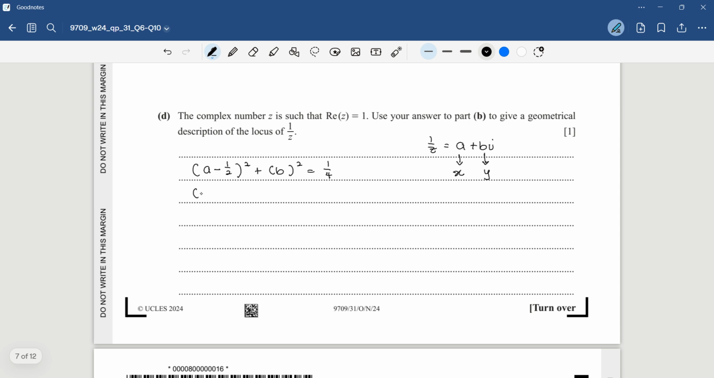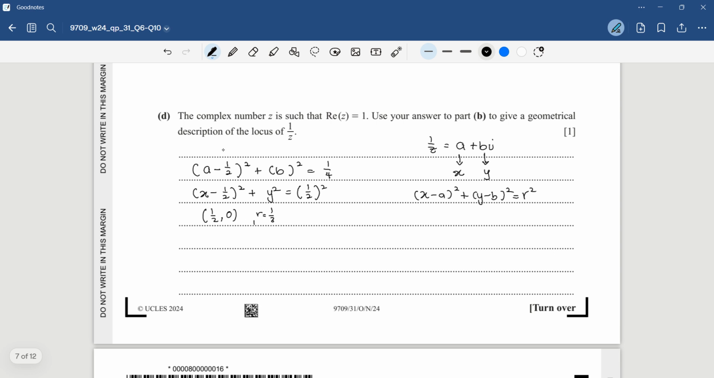So it's going to be (x − 1/2)² + y² = (1/2)², and this one I can rewrite as 1 over 2 square. If you look, this shows a circle equation. If you still remember, the circle equation is (x − a)² + (y − b)² = r². This is the general circle equation. So it is a circle with center (1/2, 0) and the radius is 1/2.